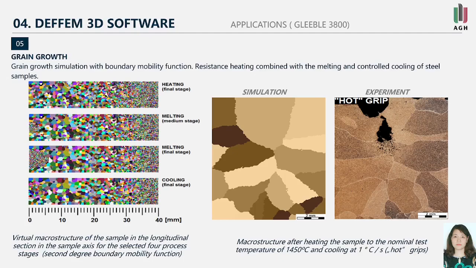The left figure shows an example of macrostructure in the heating, melting, cooling process. We can see the formation of a mixed zone. In the right figure are macrostructure results of simulation and experiment. We can see quite good correlation between the two results.